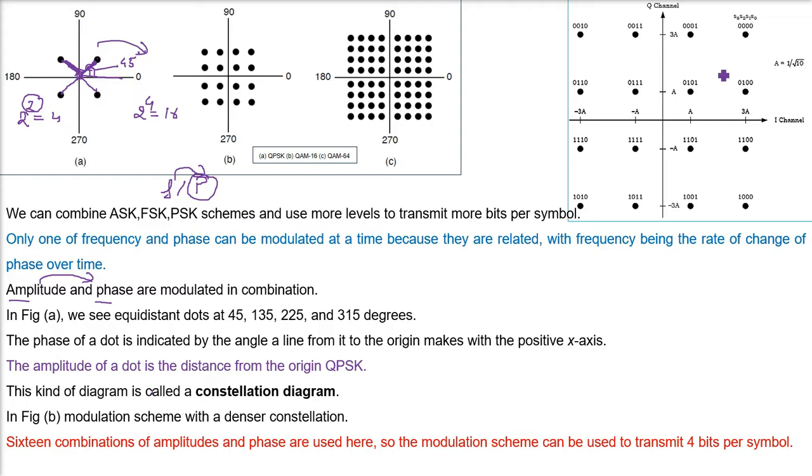16 combinations are there. So not only about phase, but we are combining the amplitude and the phase. So the modulation scheme can be used to transmit 4 bits per symbol. Okay. This is called QAM16, or quadrature amplitude modulation 16. How does it work?